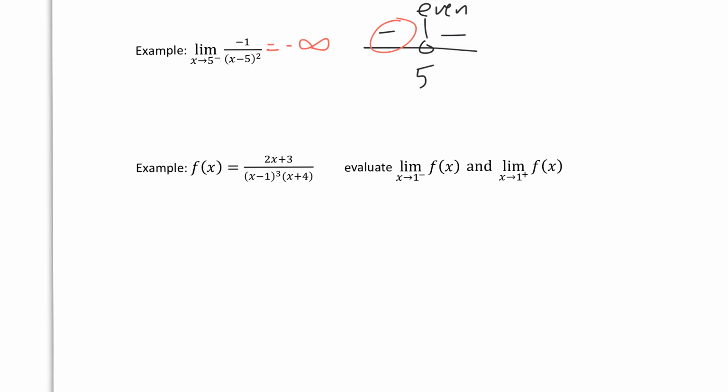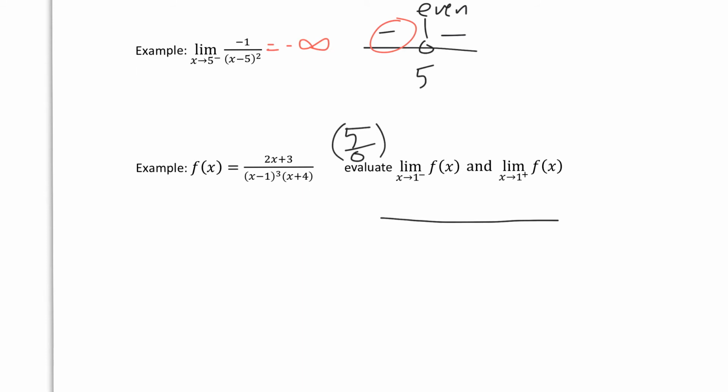Let's look at this next question here. We have f(x) is (2x plus 3) over (x minus 1) cubed times (x plus 4). We want to do x approaching 1 from the left and 1 from the right. Well, if we plug in the number 1, the top's going to give you 5, and the bottom's going to give you 0 times 5, so 0 on the bottom. Again, this case here is 5 over 0, which is not a 0 over 0, so it's going to be some type of sign diagram. Well, let's go ahead and draw ourselves a little sign diagram over here.